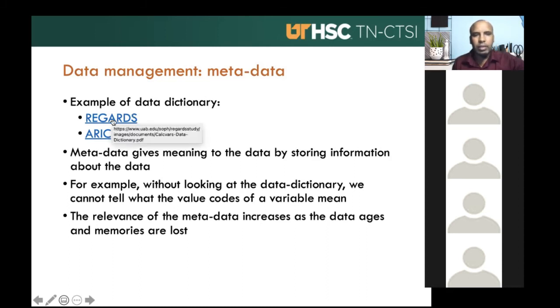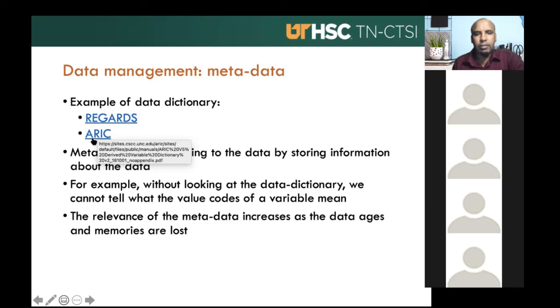Regardless, for example, has a data dictionary which is very large. We might come back to this and look at what it looks like at the end of our presentation. ERIC is another large study, with about 15,000 participants.